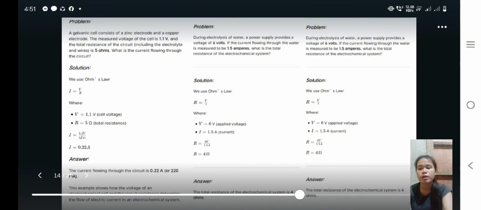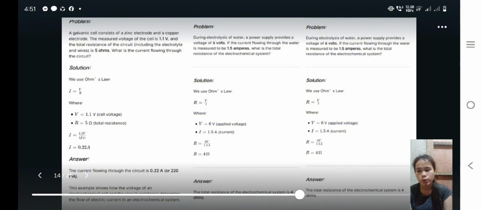So you can see there a problem. First problem: a galvanic cell consists of a zinc electrode and a copper electrode. The measured voltage of the cell is 1.1 volts and the total resistance of the circuit, including the electrolyte and wires, is 5 ohms. What is the current flowing through the circuit?